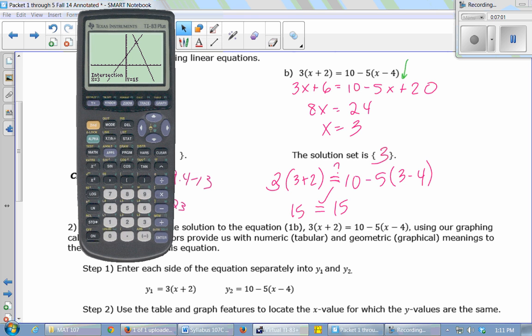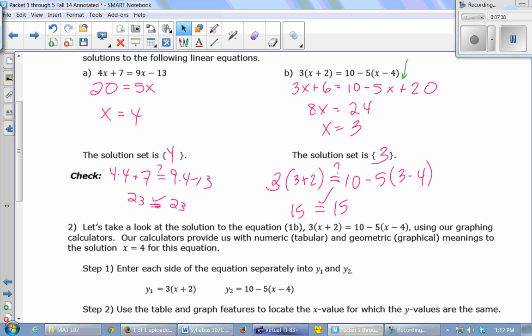And just to verify, I'm going to go to the table, my graphing calculator's table, second table. And I know that the 0 now is at 3. So if I type in the solution, 3, for x and press enter, what am I going to see in y1 and y2? What are the y values going to be? 15, yeah. And because they are the same, that's how we know that the solution is 3, because this side equals this side. They're the same. All right.